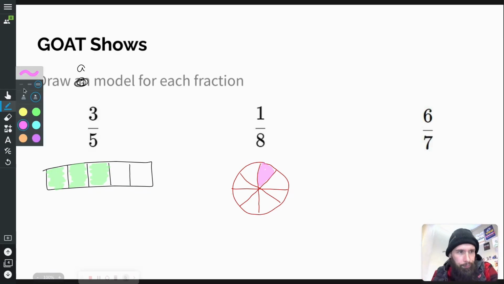So 6 out of 7. I'm going to create an object that has 7 equal looking things. So, let me change the colors.